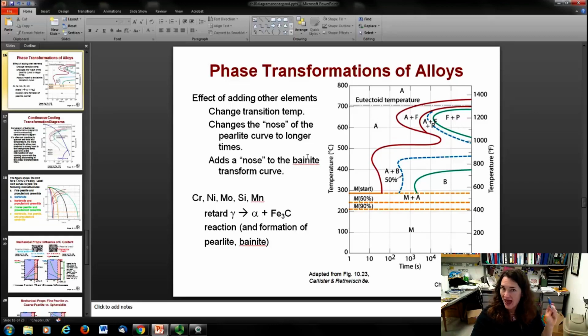And it can also add another nose in the bainite region. So here it kind of goes out and then in and then out again, so that's adding another nose for bainite, okay? So it can do all of those things to the transformation diagrams.